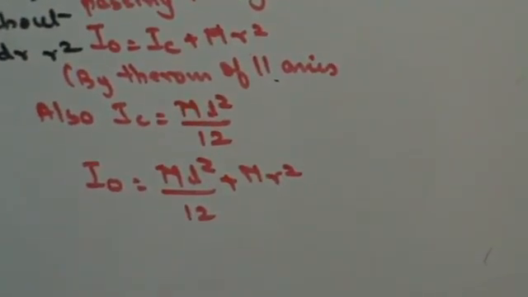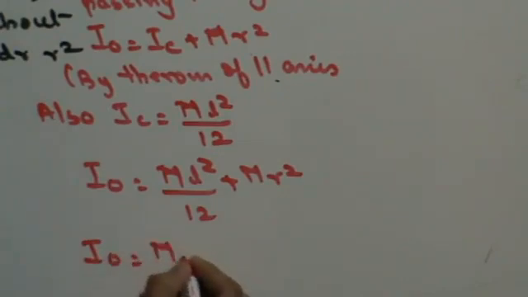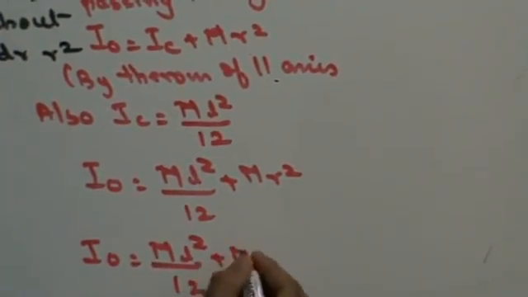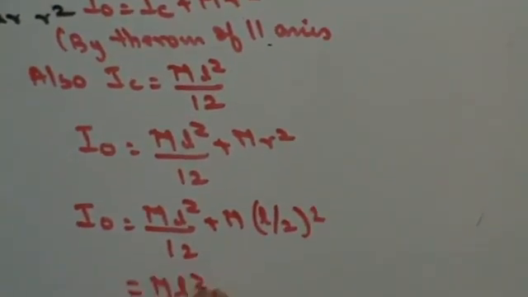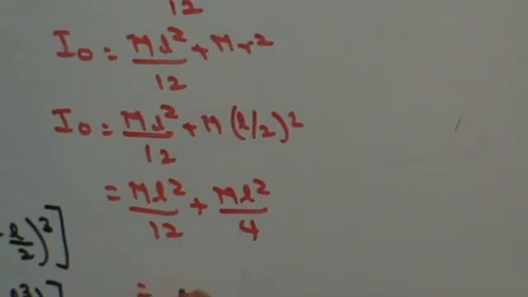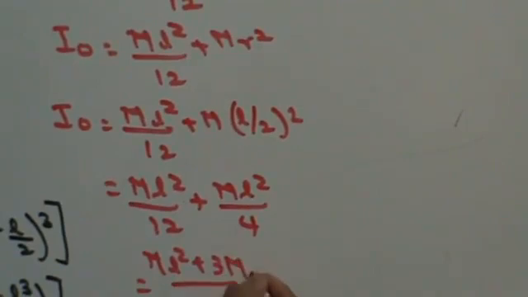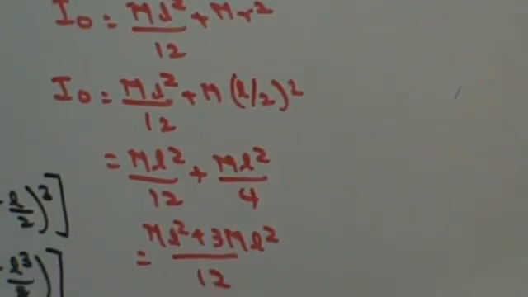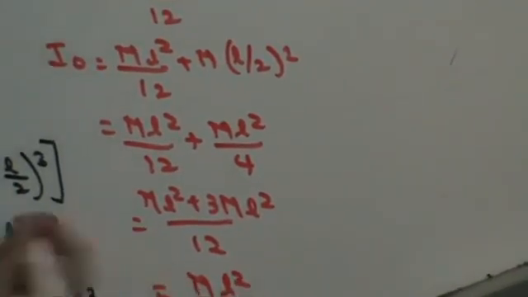But what is R here? R we said is L by 2. So in that case, IO is equal to ml square by 12 plus m times L by 2 the whole square. So this is ml square by 12 plus ml square by 4. Right? 12 is the common denominator. So this is ml square plus 3 ml square by 12, 4 ml square by 12, which will give you ml square by 3.